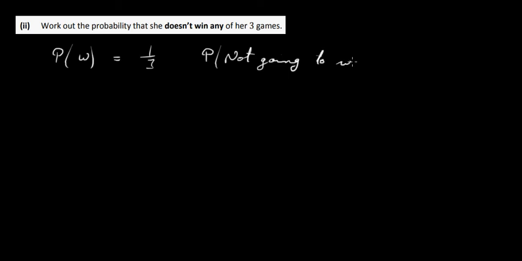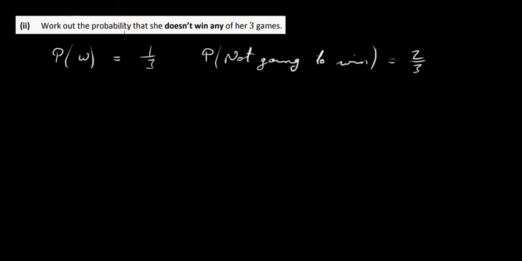Okay, so let's have a look at part 2 then. It says work out the probability that she doesn't win any of her 3 games. So now she's not going to win any of these 3 games. Okay, so let's have a look at that. So the probability of her winning is 1/3. So that means the probability that she's not going to win is going to be 2/3. In other words, this is the probability that she's either going to lose or draw. It's going to be 2/3.